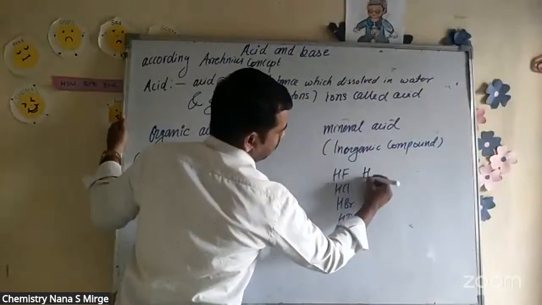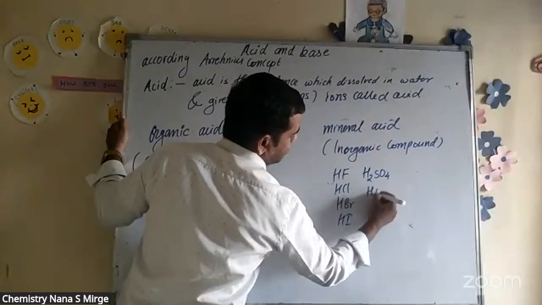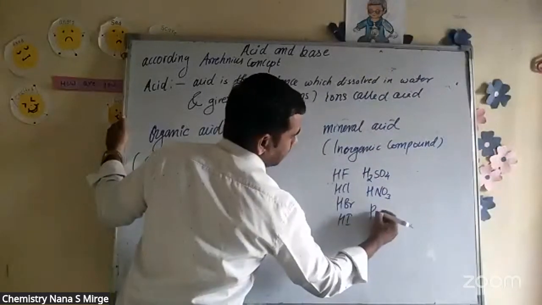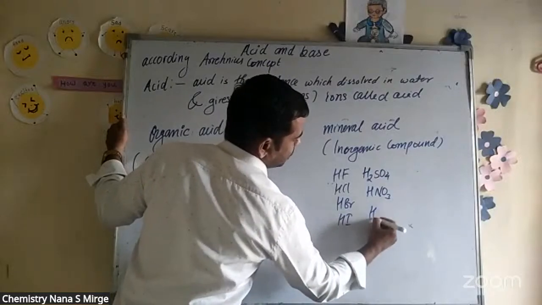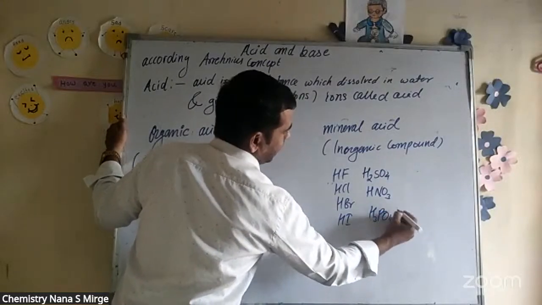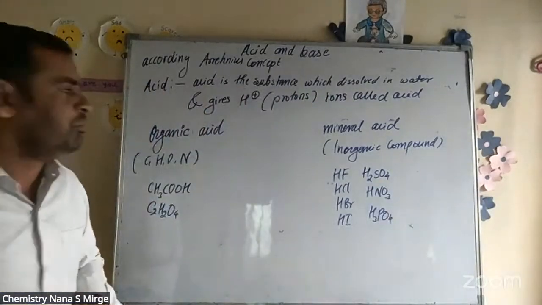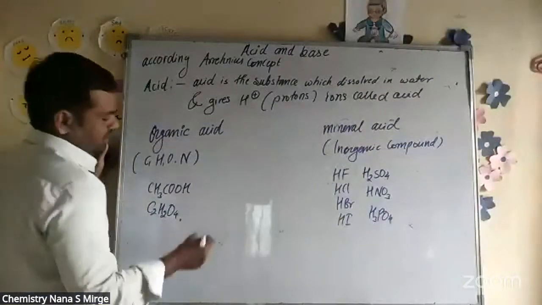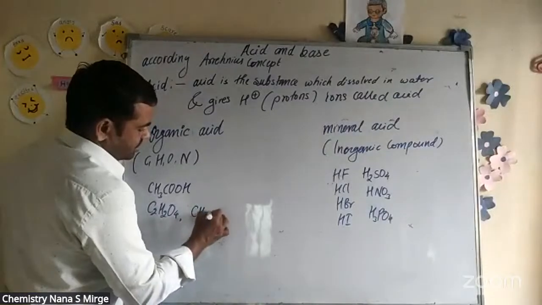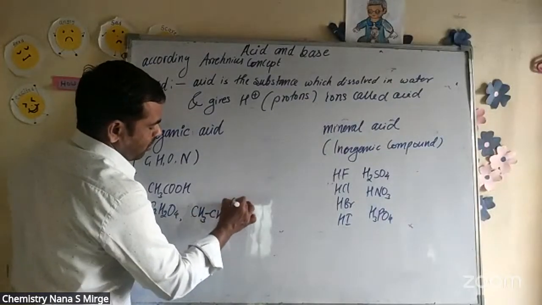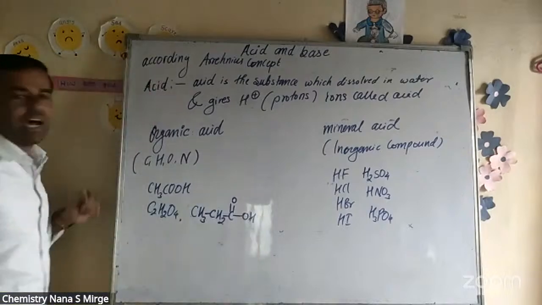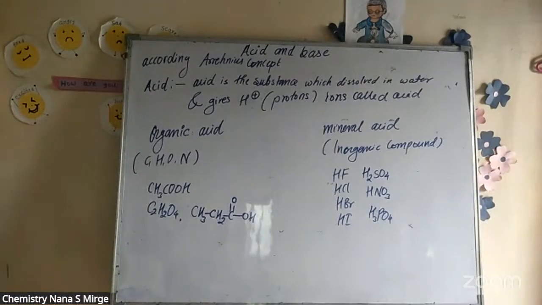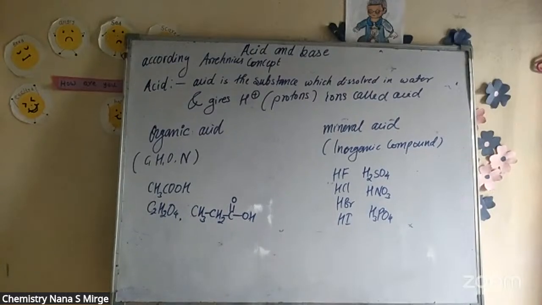Then H2SO4, HNO3, H3PO4, etc. All these acids are called mineral acids. And then there are organic acids such as oxalic acid, acetic acid, ethanoic acid, propanoic acid, CH2, C double bond O, OH. These are called organic acids. Organic acid is obtained from living things, and mineral acid is obtained from non-living things.